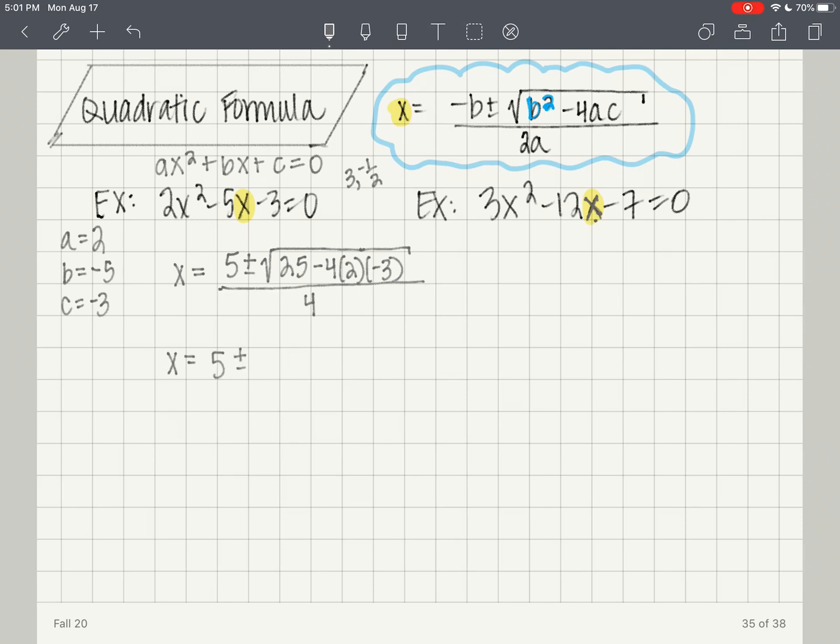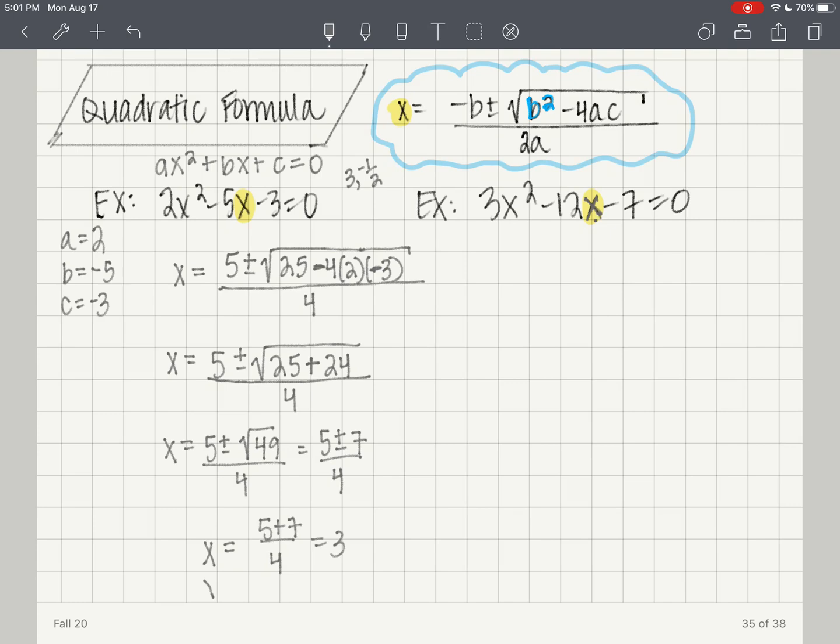X equals 5 plus or minus the square root of 25. We're going to have a positive because a negative times a negative is a positive. And then 8 times 3 is 24. And 25 plus 24 is 49. And the square root of 49 is 7. So 5 plus or minus 7 all over 4. That's going to give us x equals 12. We've got 5 plus 7 over 4. 12 over 4, which is 3.